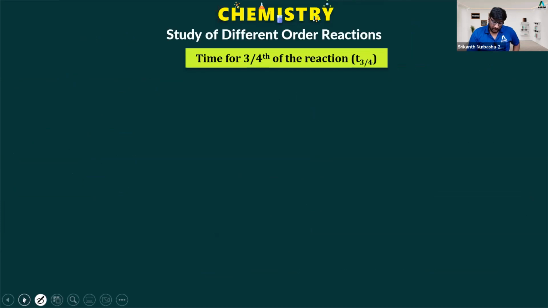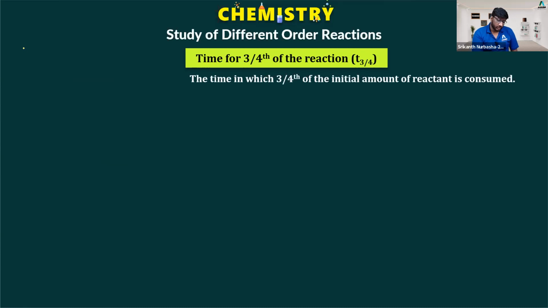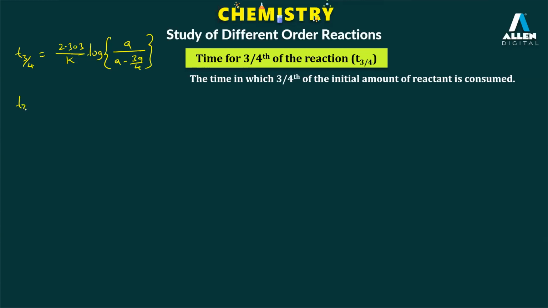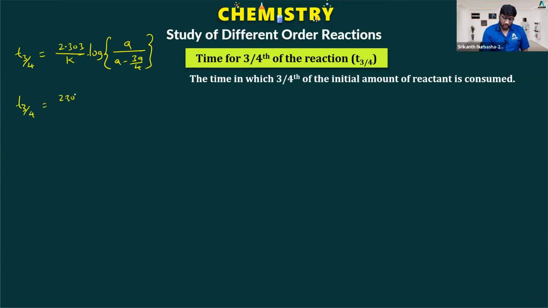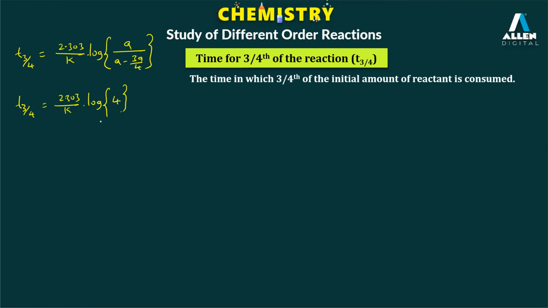Yes. Time for 3/4 of the reaction, t 3 by 4. How can you write t 3 by 4? 3/4 of the reaction has been done. So 2.303 by k into logarithm of A by A minus x, A by A minus 3A by 4. So t 3 by 4 is equal to 2.303 by k into logarithm of A by A minus 3A by 4. A minus 3A by 4 is A by 4. A by A by 4 is 4, so log 4. Can I write log 4? A by A by 4.